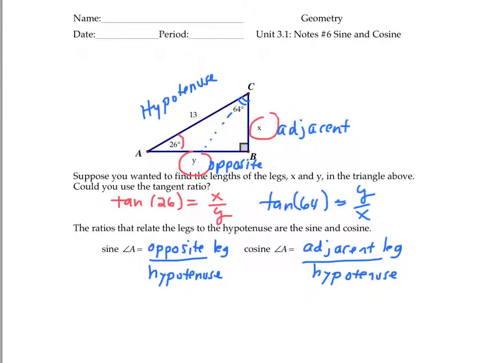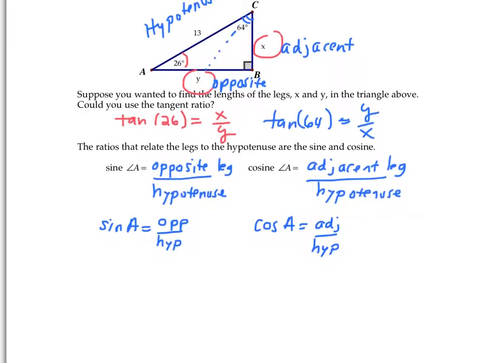Now, just like we did with the tangent function, we can abbreviate these two. Sine is abbreviated to sin of angle A, just use the capital A, and it's equal to the opposite, OPP, over hypotenuse. Cosine is abbreviated to COS, so we have cosine of angle A is equal to the adjacent leg over the hypotenuse. Now we have a little trick to help us remember all of our trig functions.